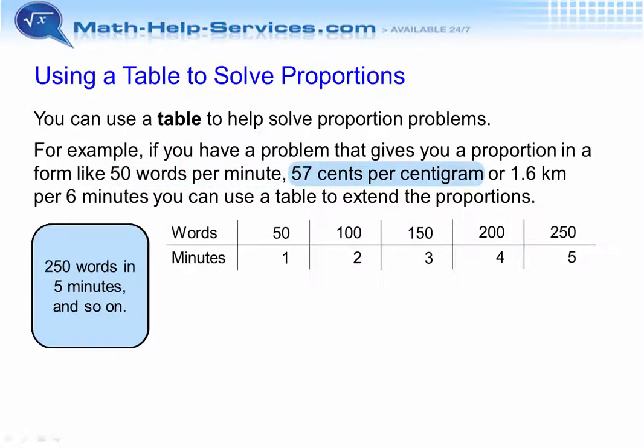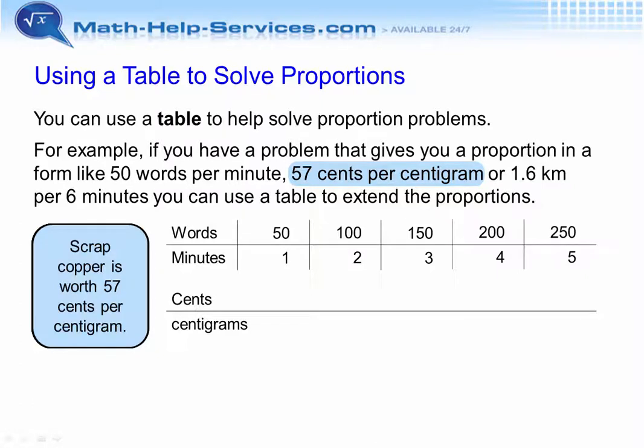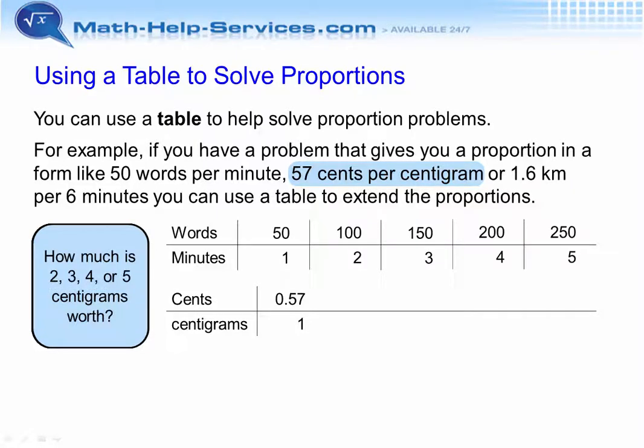Let's look at 57 cents per centigram. Scrap copper is worth 57 cents per centigram. How much is 2, 3, 4, or 5 centigrams worth? Well, notice in the top, we add 57 cents each time, and in the bottom, we add 1 each time. So for 2 centigrams, it's $1.14. For 3 centigrams, it's $1.71. For 4 centigrams, it's $2.28. And for 5 centigrams, it's $2.85.